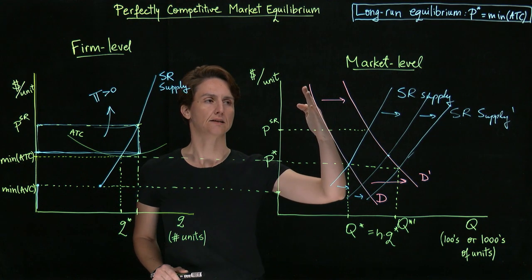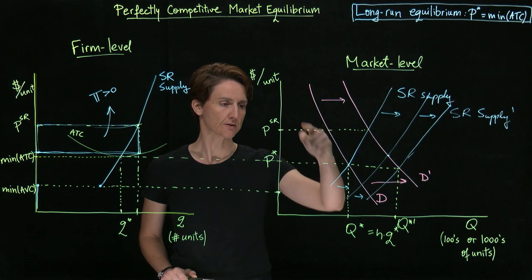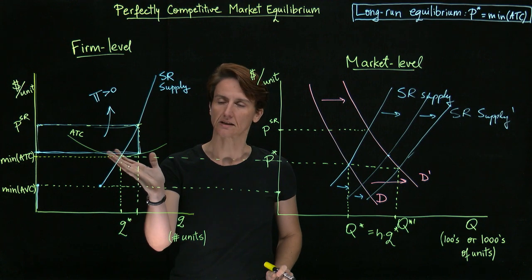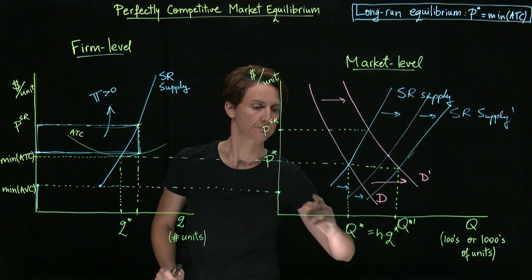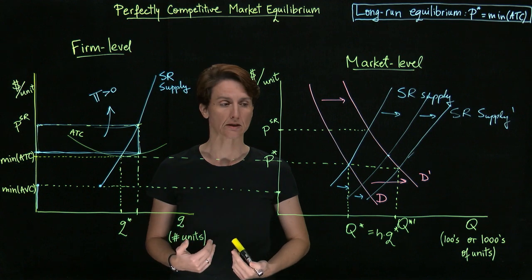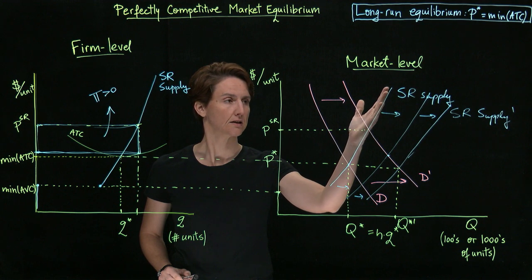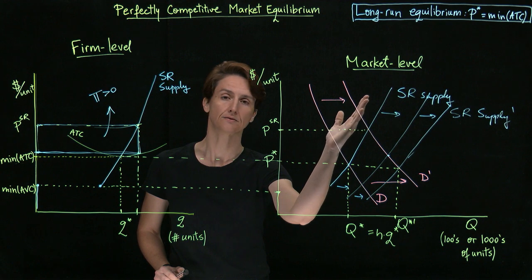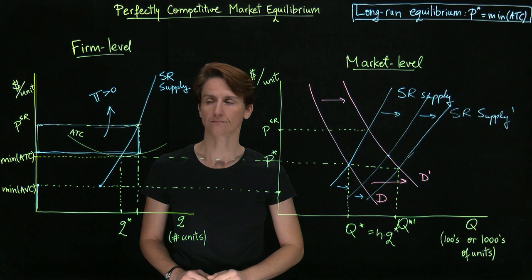Similarly, if we had seen a drop in demand, then short-run equilibrium price would have dipped under P star. Then each firm in the market would have earned negative profits. If demand had dropped a lot, it's possible even that some firms would have shut down in the short run. Either way, in the long run, we would find that firms are exiting, and so market level supply will shift left until we would once again find the equilibrium at P star.